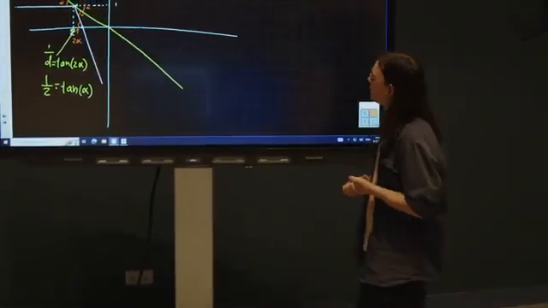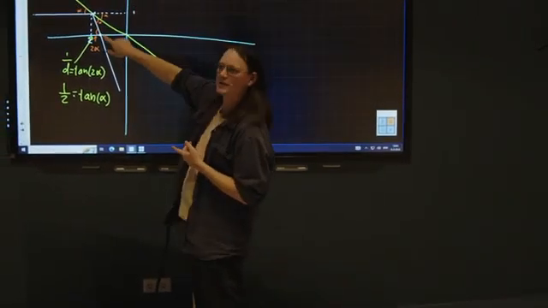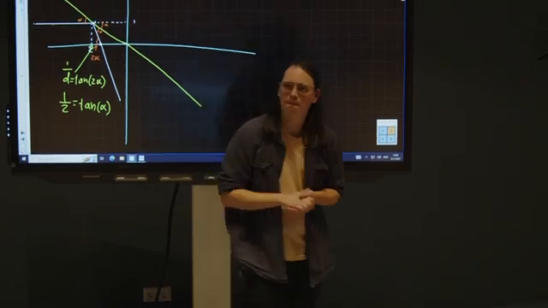Yes, it's 1.25, minus 1.25. So this point here is at x equals minus 1.25.